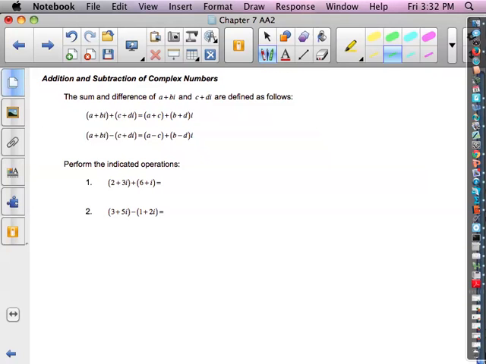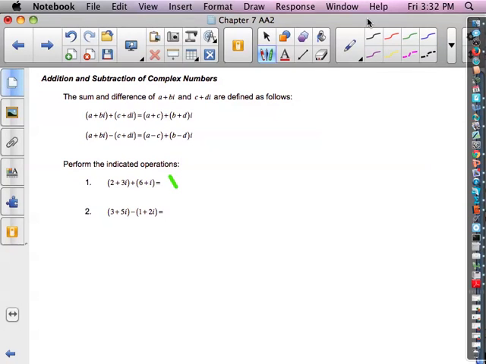Now in adding and subtracting complex numbers, to find the sum or difference, you simply add the real parts together and you add the imaginary parts together. So when we look at this example, 2 plus 3i plus 6 plus i, we have the 2 plus 6, that's the real part, plus then 3i plus i. So in adding these together, I get 8 plus 4i.